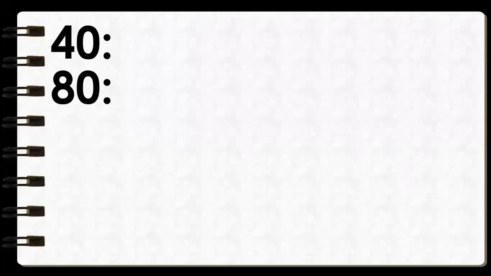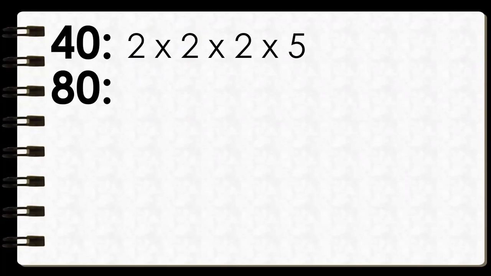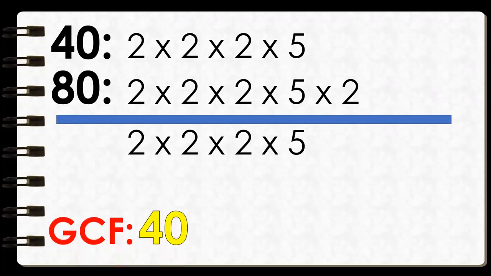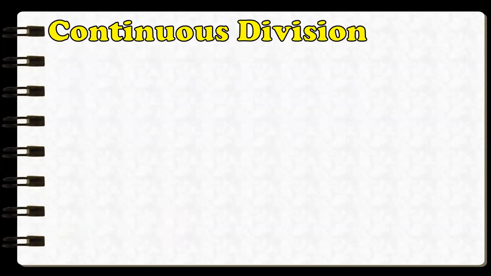Okay, after that, we're going to list the prime factorization. For 40, we have 2 times 2 times 2 times 5. For 80, we have 2 times 2 times 2 times 5 times 2. So we're going to align the common factors. You have 2 times 2 times 2 times 5. After that, you're going to multiply. 2 times 2 times 2 times 5 is equal to 40. 40 is the greatest common factor of 40 and 80. That is all about the factor tree.